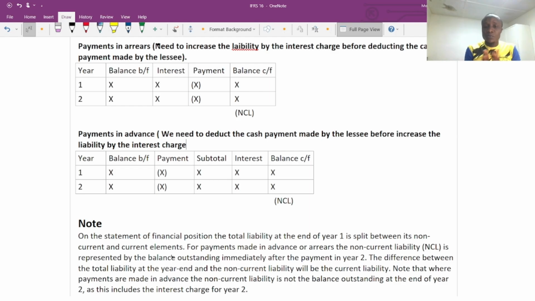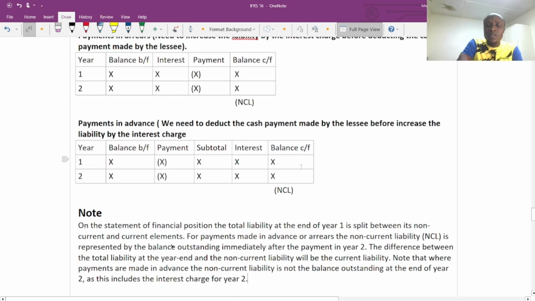Very simple principle and concept that you need to know. Understanding this analysis will help you to understand what you are going to calculate in the examination. So this is the simple approach. Now if we look at the lease liability table for payments made in advance, from the balance brought forward we are going to less the cash payment. Then this will give us a subtotal. We are going to calculate interest based on this subtotal. Then it will give us the balance at the end of year one and the balance at the end of year two. Then the net will be the non-current liability.